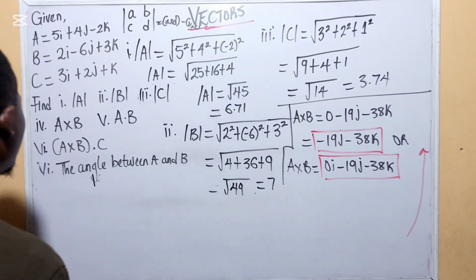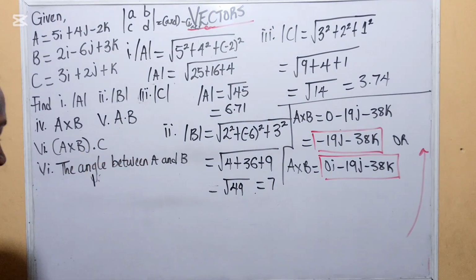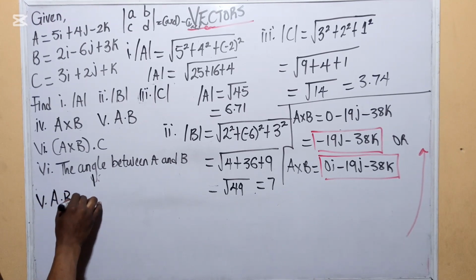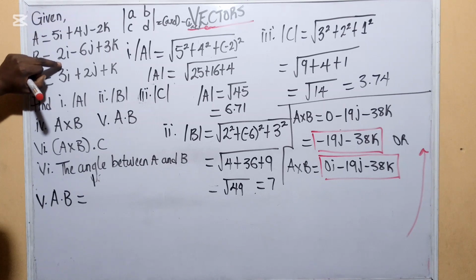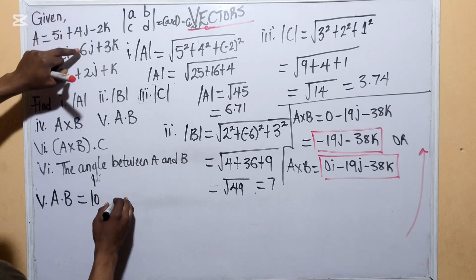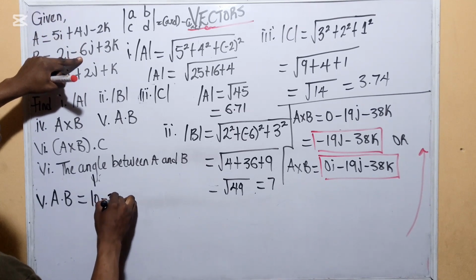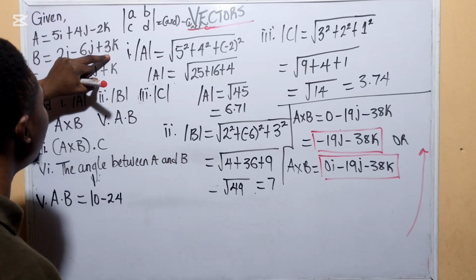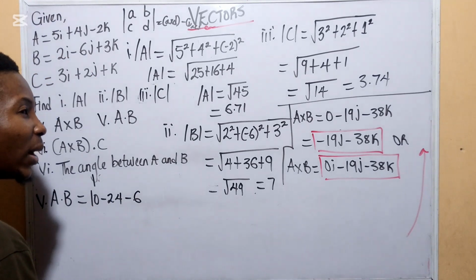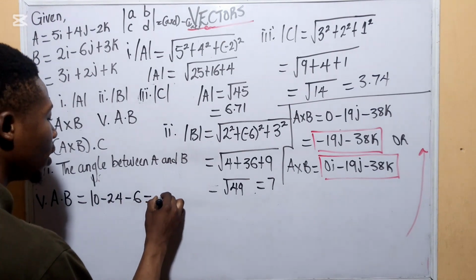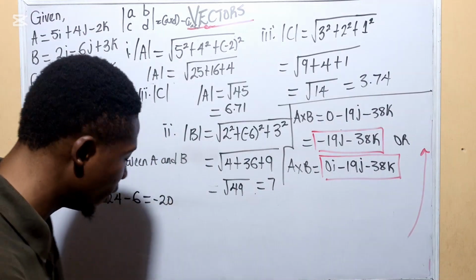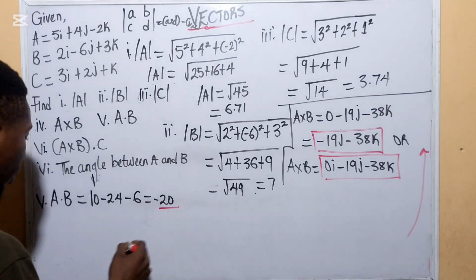All right, so now let's find the dot product between A and B. Now how do we do that? Like I said, A dot B is going to be equal to, multiply the coefficient of the components of I to I. 5 times 2, that gives us 10. Multiply the component of J to J. 4 times minus 6, that gives us minus 24. And minus 2 times 3, that gives us what? Minus 6. So 10 minus 24 gives us minus 14. Minus 14 minus 6 gives us minus 20. So the dot product between A and B gives us minus 20. Very easy. So this is the dot product between A and B.